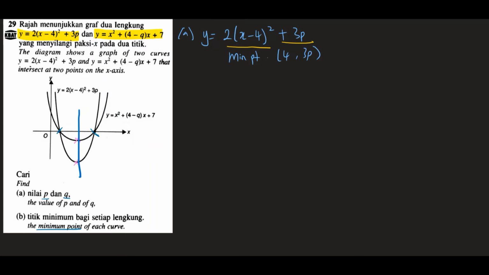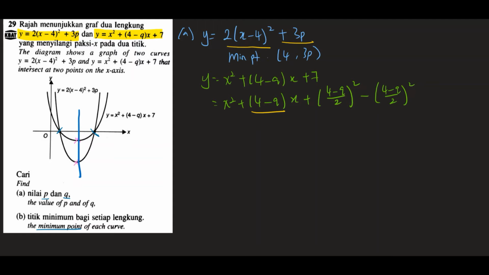And then for the second function, we need to figure out the minimum point. For this one, we will need to complete the square, because this is the way we find out the minimum point. So to complete the square, what do I do? I take the number in front of x, I take 1/2 of it, and then square. Like this. And whatever I add, I must also subtract, to avoid changing the question, and then this 7, I will just put it over here.